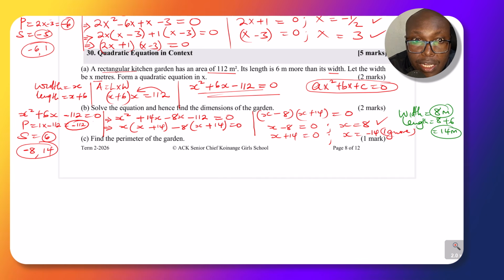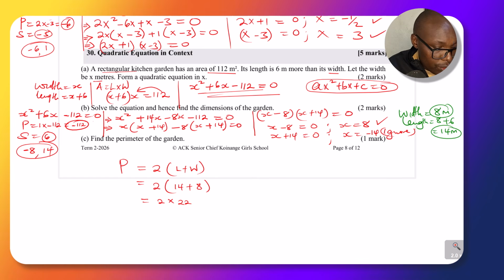And then the last question, which is very straightforward: find the perimeter of the garden. So perimeter of a rectangle is given by 2 into length plus width, or you add the total distance around that rectangle, so it will be 2. The length is 14 plus the width, which is 8, and this will be 2 times 22, and that one gives 44 meters.